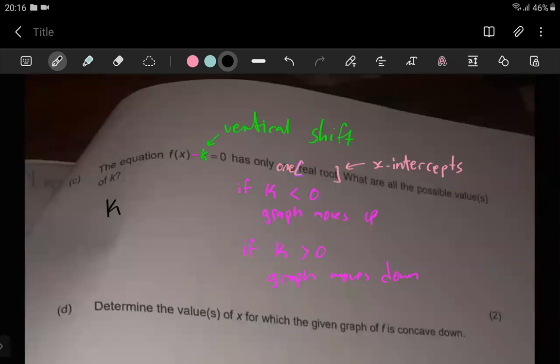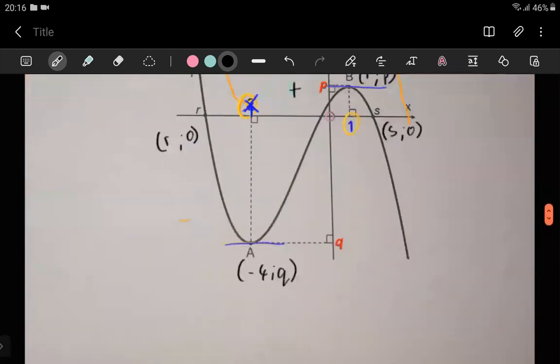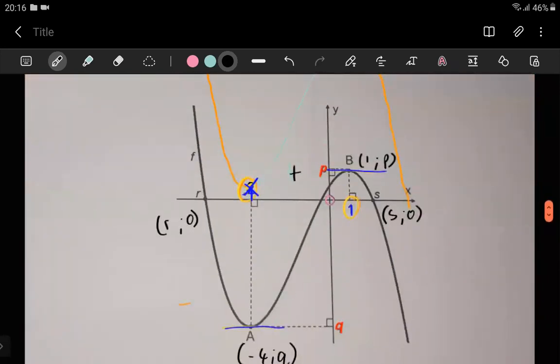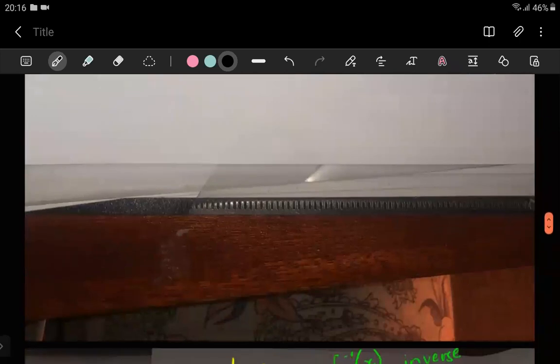K is bigger than... k is bigger than what? Because q is a negative number, so we have to actually say k is bigger than q. Q is a negative value. If k is bigger than q, then yeah, this one is a bit tricky.